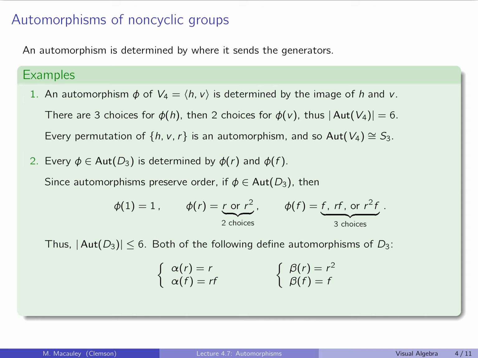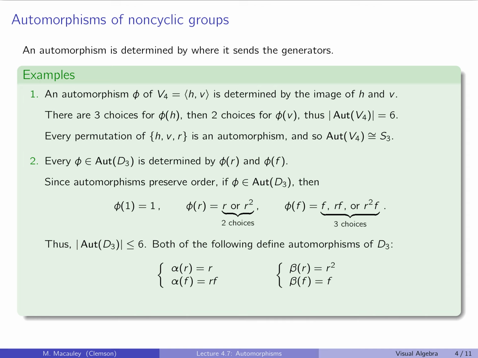Thus, the automorphism group of D₃ has order at most 6. It's not immediately obvious that we can choose both of these things freely, but it's not too far-fetched either. And by the end of this, I'll give you a proof by picture. So we can check that both of the following maps define automorphisms. Let alpha be the one that fixes R and sends F to RF. So it's going to replace every instance of F with RF.